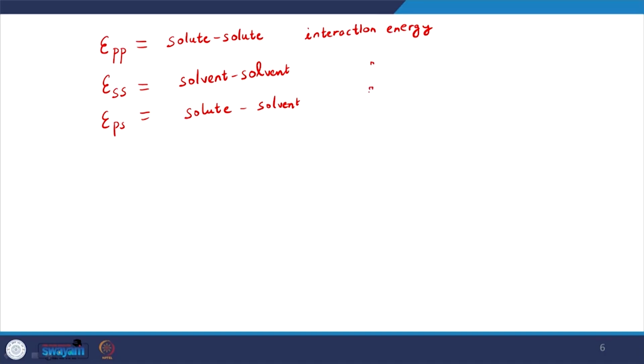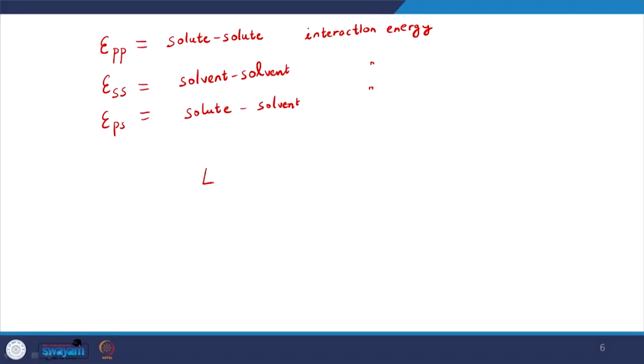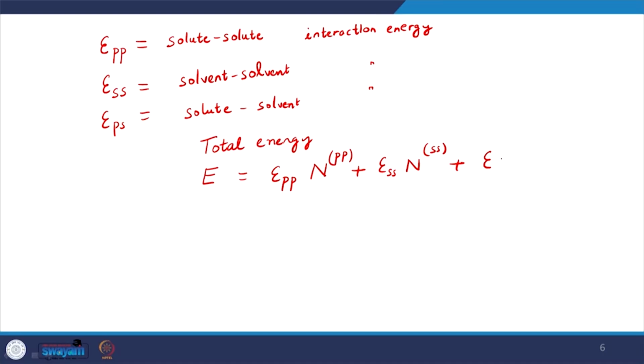So, if I have to find the total energy of the system, assuming that it is at equilibrium, there is no external agency and so on, we can say that the total energy is something like epsilon pp multiplied with npp plus epsilon ss multiplied with nss plus epsilon ps multiplied with nps, where these represent the number of contacts. So, npp is the number of solute-solute contacts, nss is the number of solvent-solvent contacts, and nps is the number of solute-solvent contacts, right.